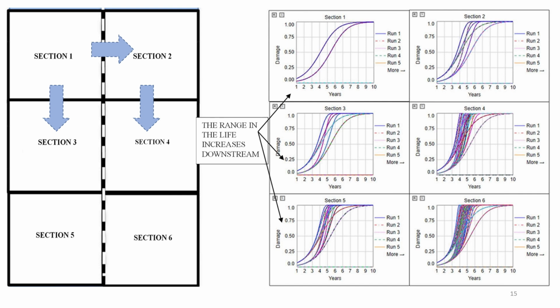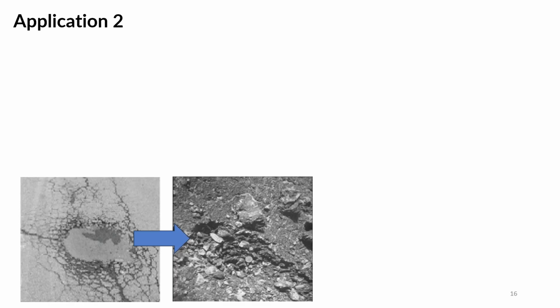Not only that, you can run sensitivity analysis and you can see the range in life, you can get confidence intervals, and you can see how it changes with the different sections. This is the utility of system dynamics modeling for this application. Let me go to application 2.